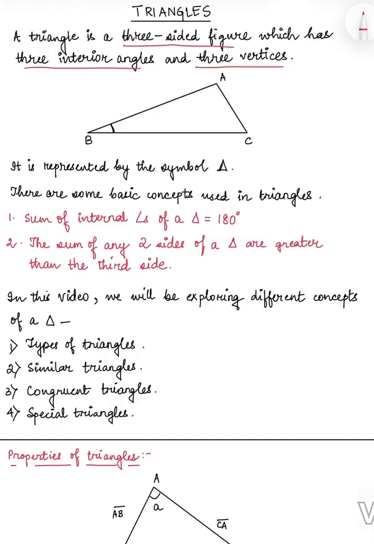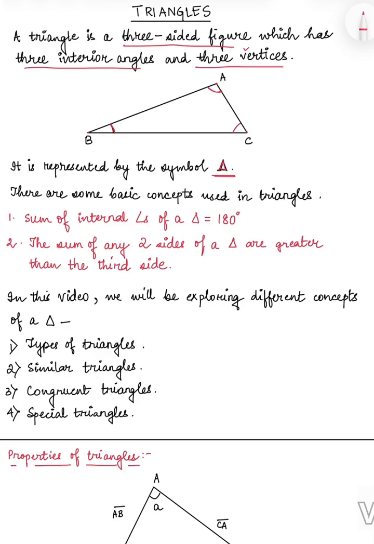So what do you mean by interior angle? These are the interior angles and the vertices are these points A, B and C. More simply, it is represented by this triangle symbol. Okay, now there are some basic concepts which are mainly used to solve the questions.